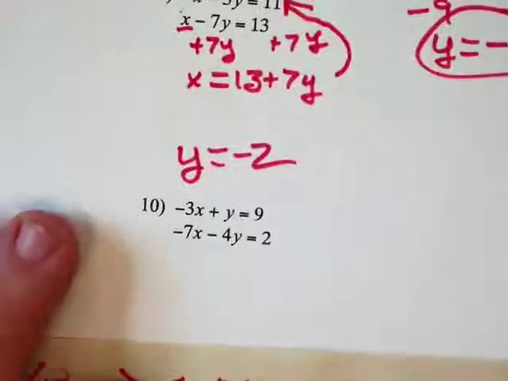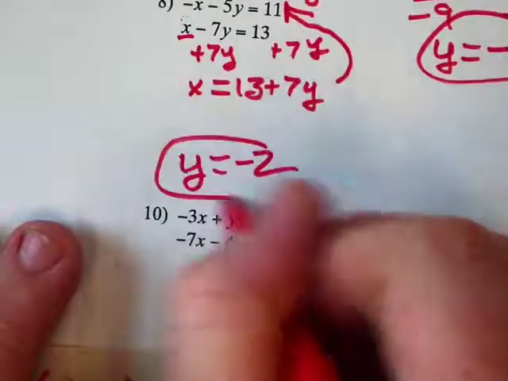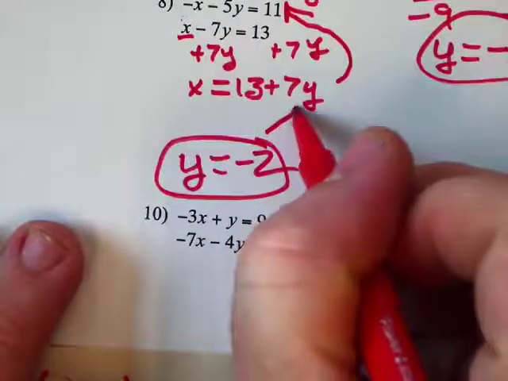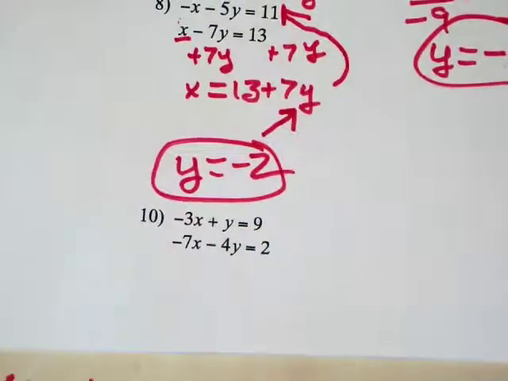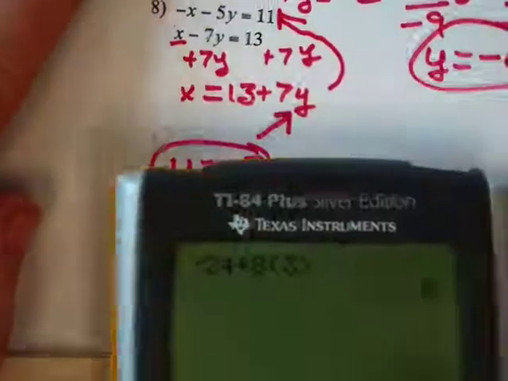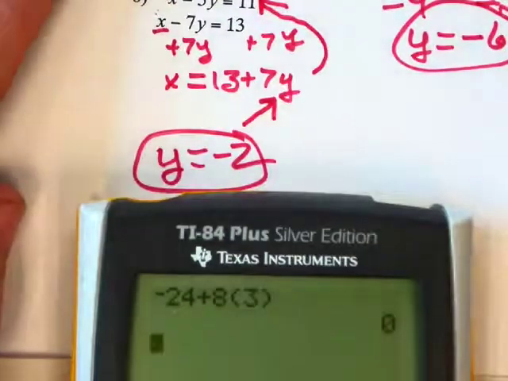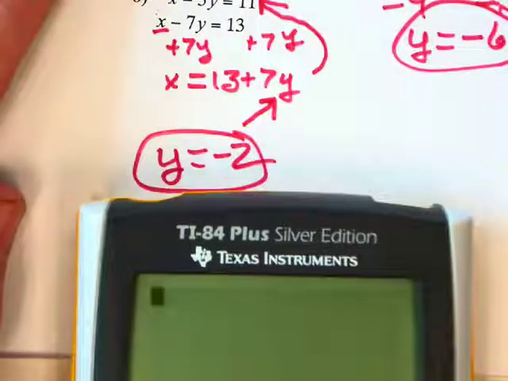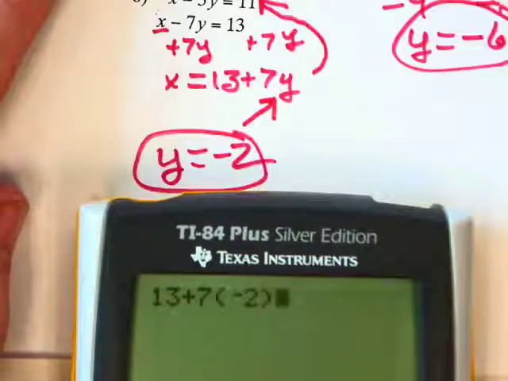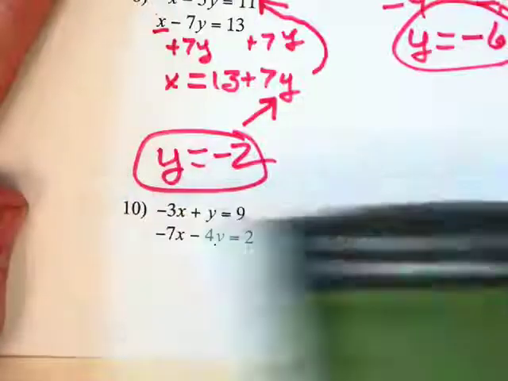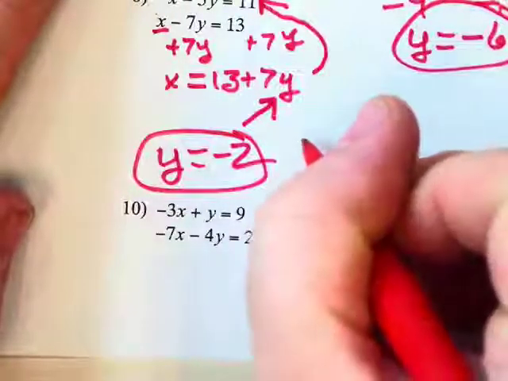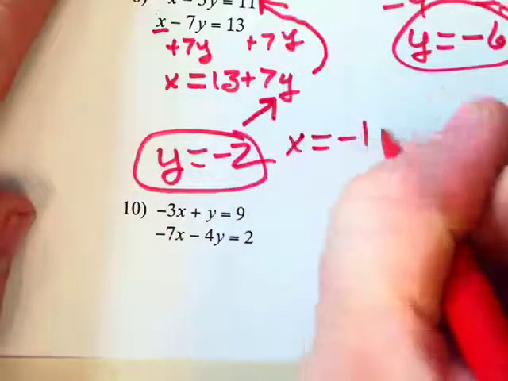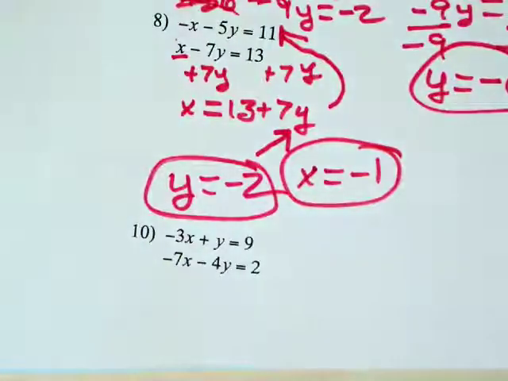And if I know what y equals right here, I'm just going to plug that in right there so that I can use my calculator. Okay, and once again, we'll just type it in. X equals 13 plus 7, and then put the y inside parentheses, and then hit enter, and you get negative 1. So x equals negative 1. Okay.